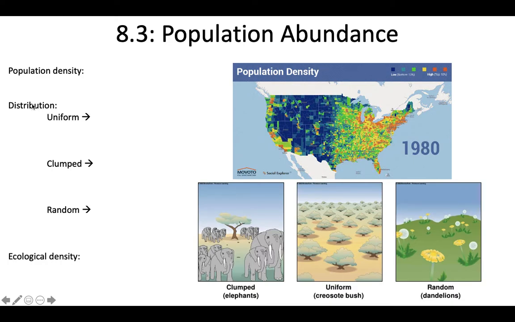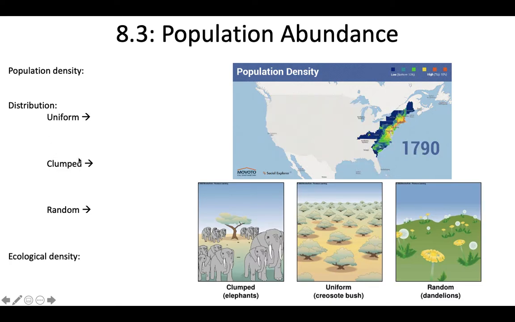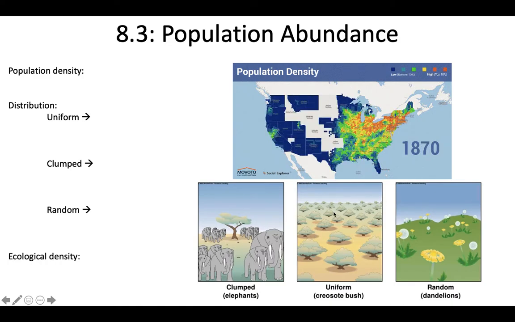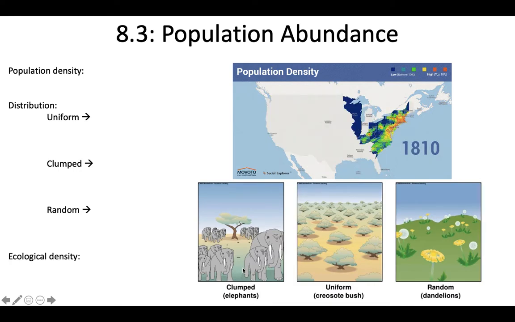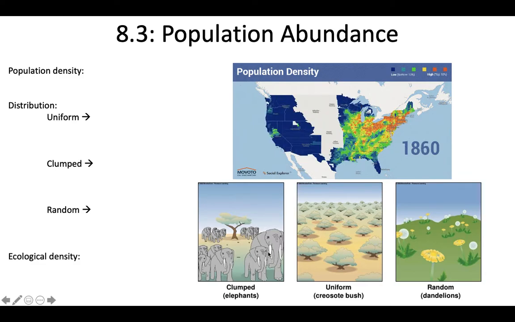The distribution of individuals within a space can be uniform or clumped or random. Here are just some examples of species that have each of these different population distributions. In clumped, this is the most common. This likely occurs because of patchy habitat or resources, maybe because an organism is social.